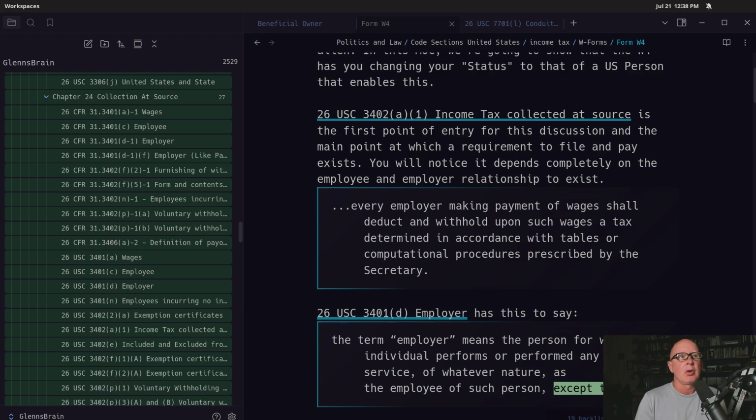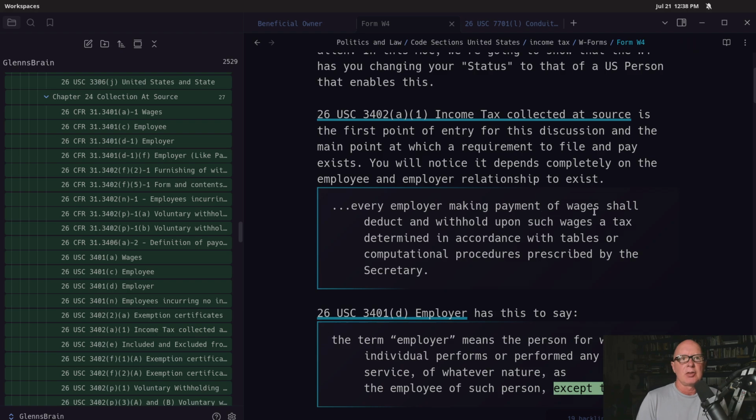So we're going to start off with section 26 USC 3402(a)(1). 3402 is the section of the code that actually imposes the tax. It's where it says that you have to pay this tax. And it says every employer making payment of wages shall deduct and withhold upon such wages a tax determined in accordance with tables or computational procedures prescribed by the secretary.